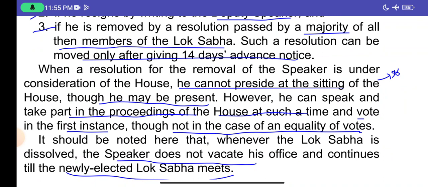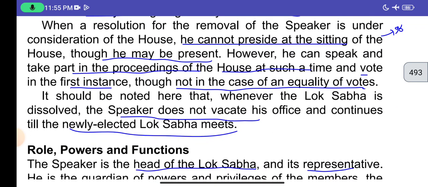Such a resolution can be moved only after giving 14 days advance notice. When a resolution for the removal of the Speaker is under consideration of the House, he cannot preside at the sitting of the House, though he may be present. However, he can speak and take part in the proceedings of the House at such a time and vote in the first instance, though not in the case of an equality of votes.